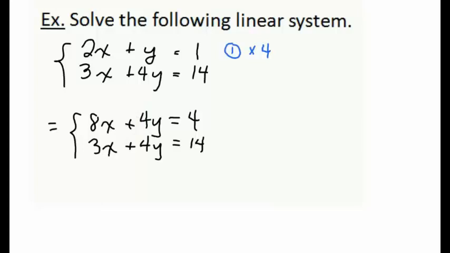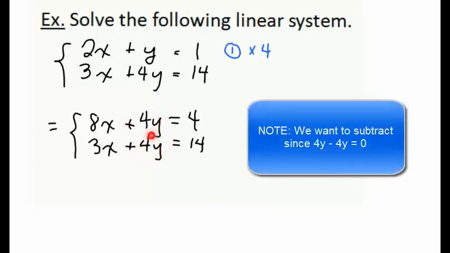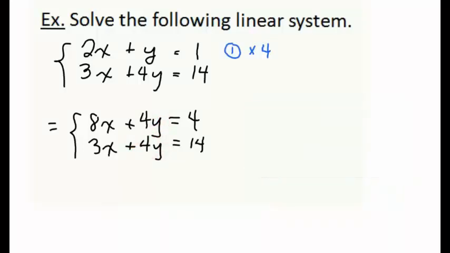Our next step in the elimination method is to either add or subtract our 2 equations. Now looking at our coefficients, if we take 4y minus 4y, we're going to get 0y. So let's go ahead and do that. We indicate that by placing a line down here, and I'm going to put a minus sign circled to remind us that we're going to be subtracting. So let's work on our x's. We have 8x minus 3x. That's going to give us 5x. And then we have 4y minus 4y, which is 0.